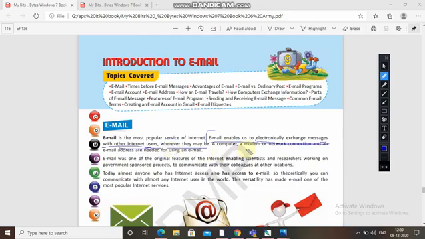A computer, a modem or network connection, and an email address are needed. If someone asks what things are needed for sending an email, your answer is a modem, a network connection and an email address. I hope this much is clear to you all about email. Today almost anyone who has internet access also has access to email. So theoretically, you can communicate with almost any internet user in the world. Clear?